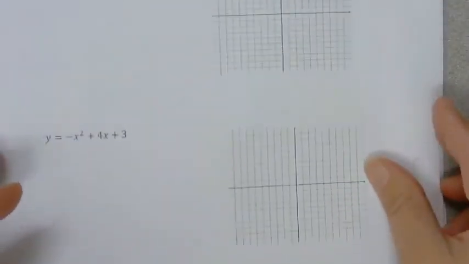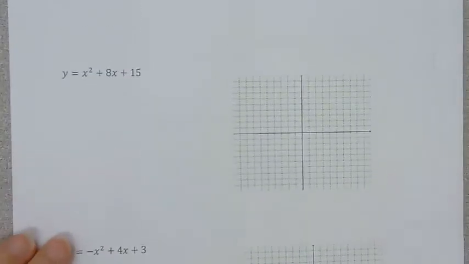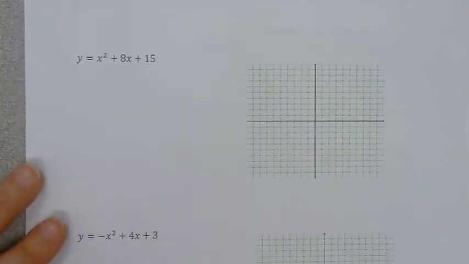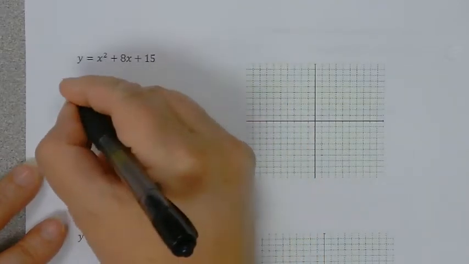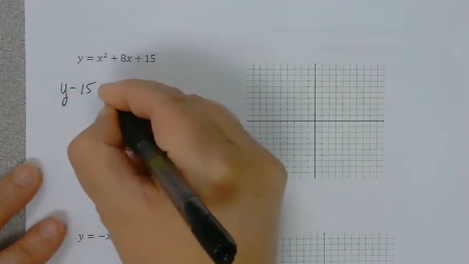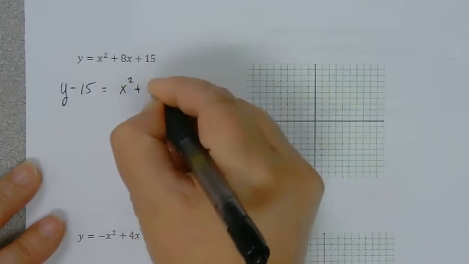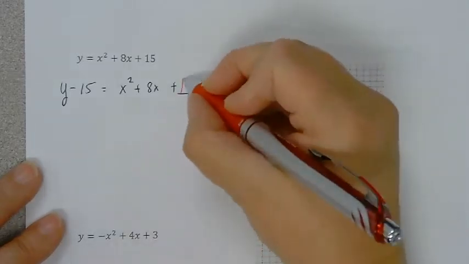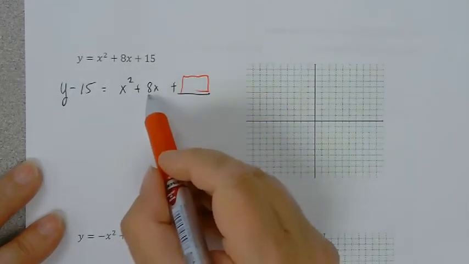Let's graph a couple more here. Let's start with this one. I want to try to write this as a vertex form problem. So I'm going to start by moving the 15 to the other side. Now, the number that I put in this spot has to be whatever half of that number squared is.